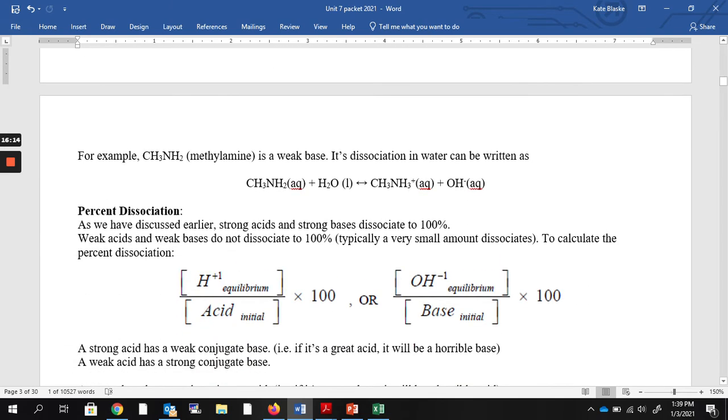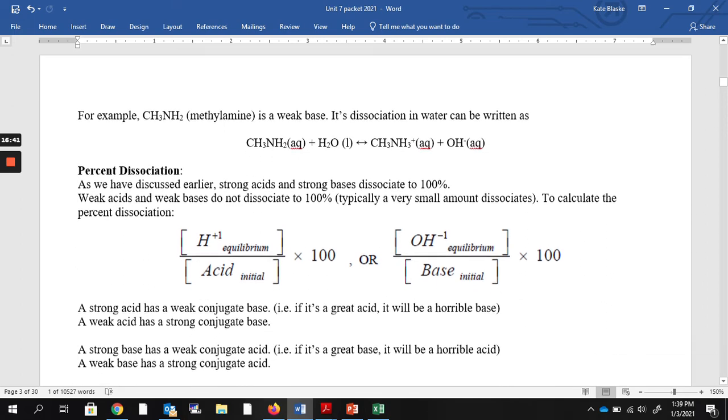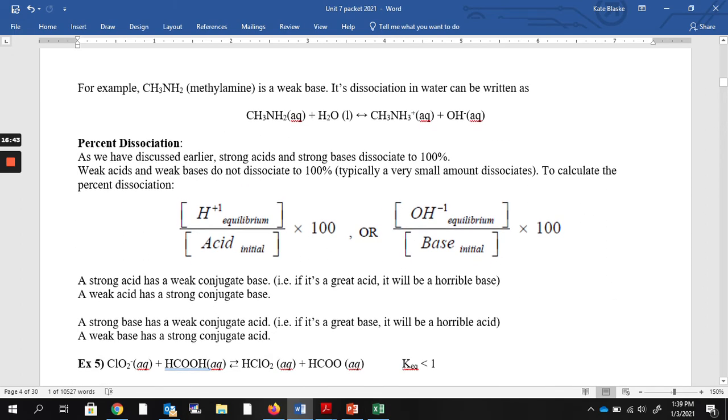So for example, we're going to see a lot of carbon chain and nitrogen molecules as our weak bases. This is a chemical called methylamine. You don't need to know its name. But when we combine that with water, the methylamine is going to accept a proton from the water. We can see that now instead of H2O, it says H3O+, which leaves that hydroxide ion left over from the water.